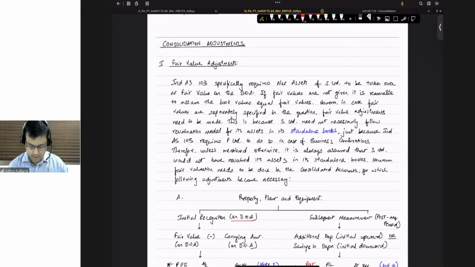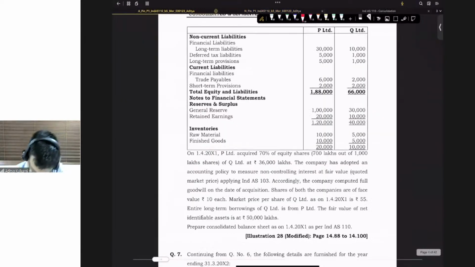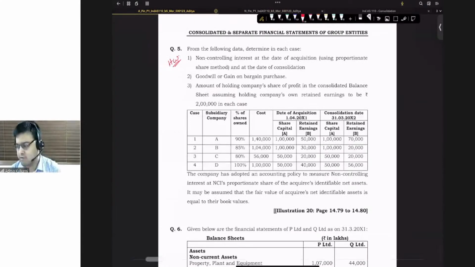Okay, yes. So we had seen in the last class up to analysis of reserves of the subsidiary. And at that stage we had ended. I had told you to solve two questions. I hope you did questions 4 and 5. So that should kind of make the things clear.